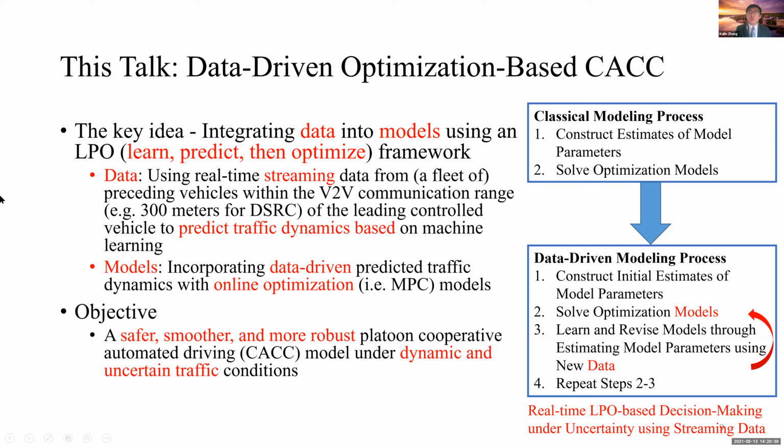This is really useful to deal with uncertainties. So what's the data? The real-time data comes from the fleet of vehicles we control, and from the preceding vehicles within the communication range. For example, vehicle to vehicle, around 300 meters for DSRC, or maybe longer for cellular V2X. We use that data for real-time learning, using machine learning to predict how the vehicles in front of you will drive, and we integrate these predictions into our model.